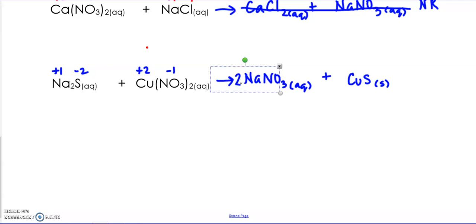So those are precipitation reactions, also known as double replacement. Hopefully this was review.